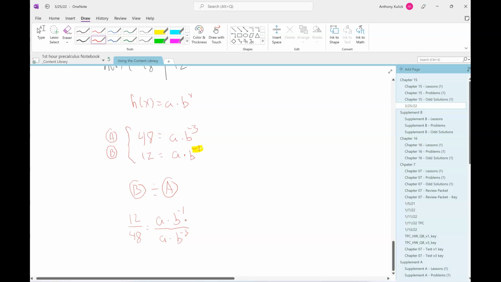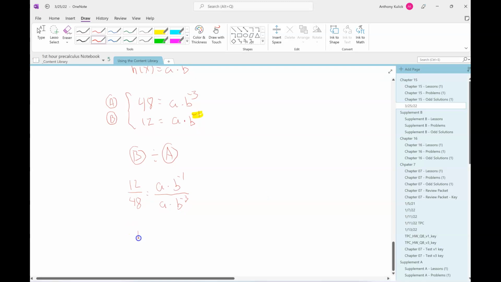Notice the numerator is equation B, and the denominator is equation A. Everybody's cool? I can reduce 12 over 48 to 1/4. And I notice that A divided by A is just 1. I don't have to write anything there. The A's have been eliminated.